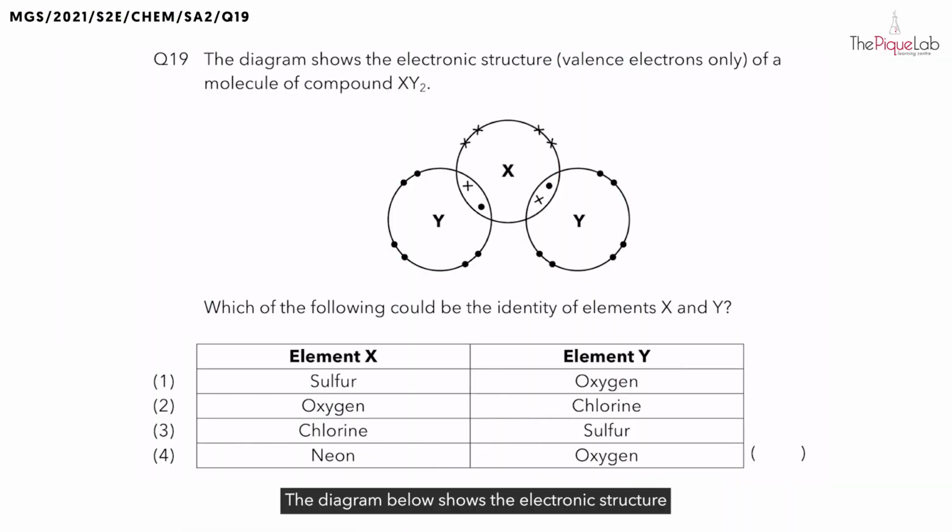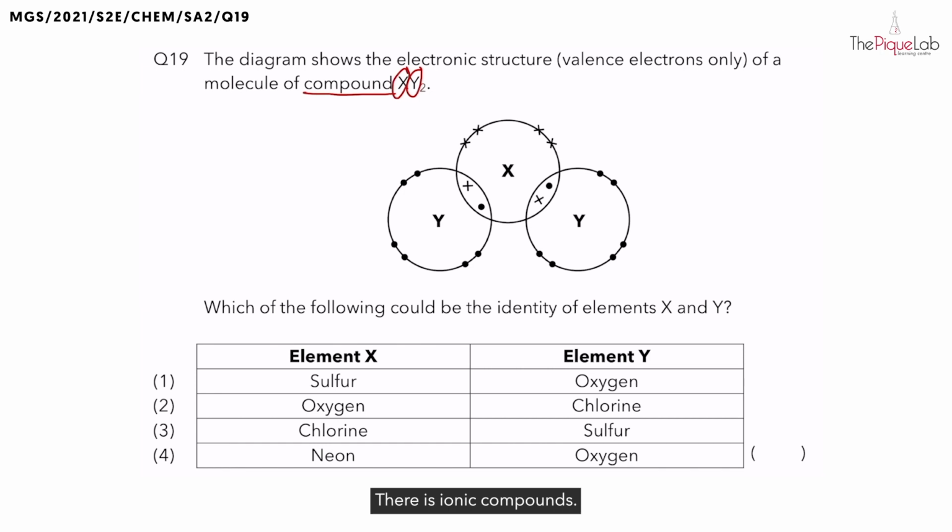Question 19. The diagram below shows the electronic structure showing the valence electrons of a molecule of compound XY2. What is a compound? A compound is formed when different elements are bonded together. So it shows you elements of X and elements of Y bonded together. Let's do a quick recap about the compounds that you have learned.